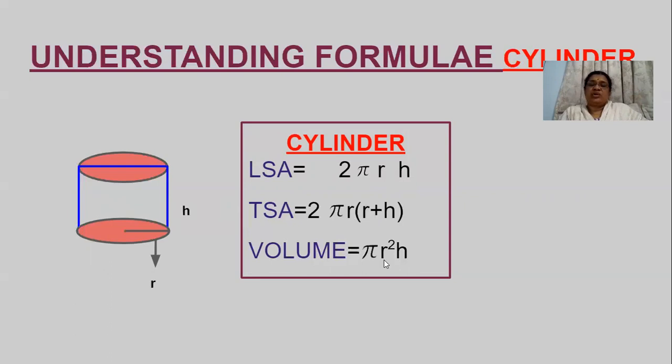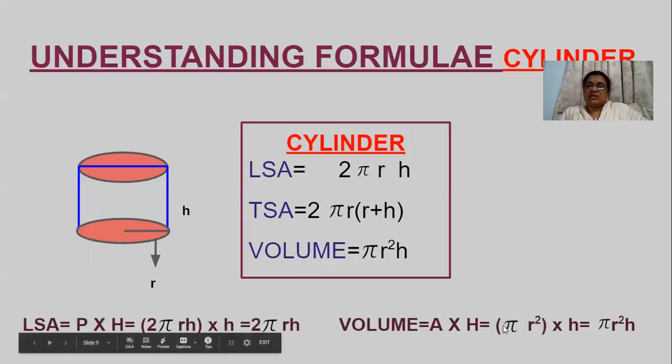volume will be, look at the volume, the area of a base into height. What is the area of a circle? It is pi r square. So the volume of the cylinder will be pi r square h. See here, I have given it in detail.